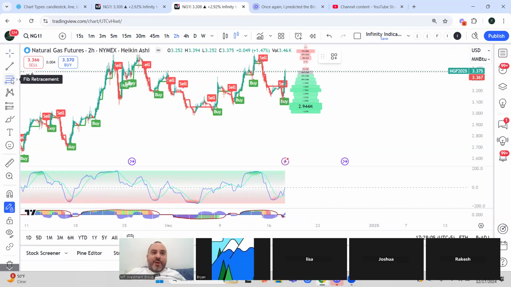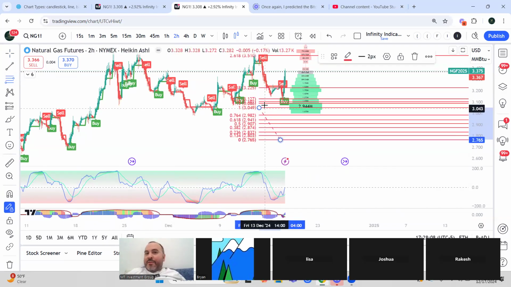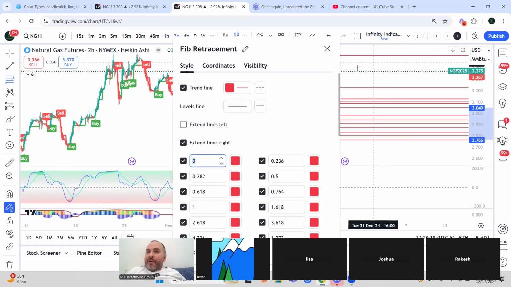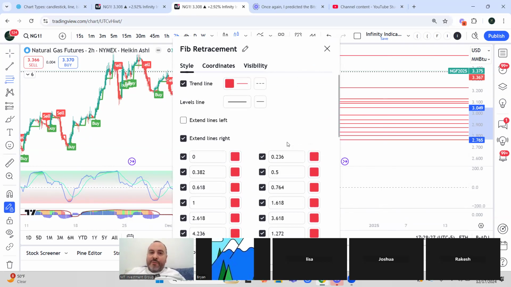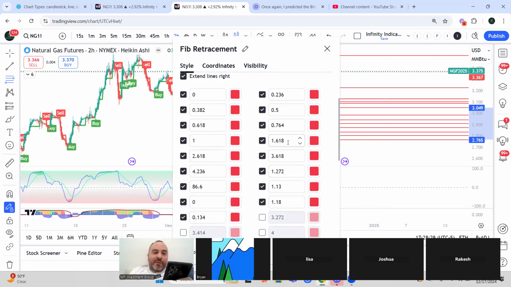You're going to go to your fib retracement, and then if you just draw it out, it doesn't matter where you draw it for now, but go ahead and click on it there. Then you are going to go to settings, just like you would on any indicator. And then here you're going to change some things. I don't know how it got to red. So here are the settings, and you can change them with me here in real time if you like. Just give me 1 second and let me pull them up. I have them saved here.